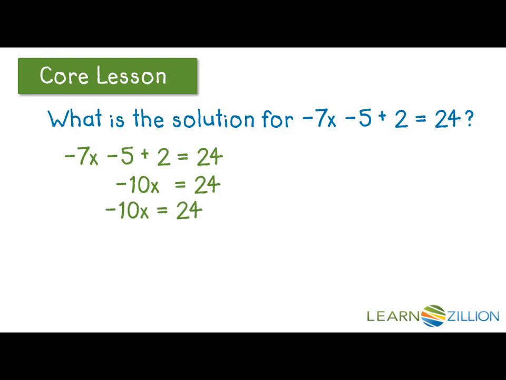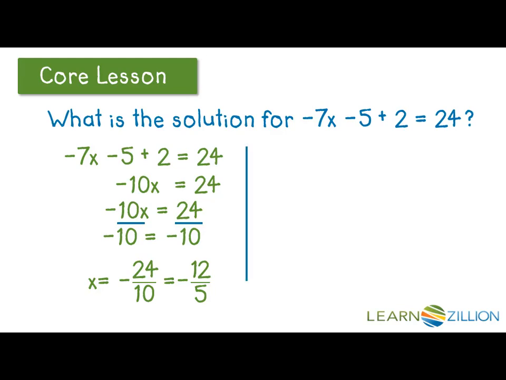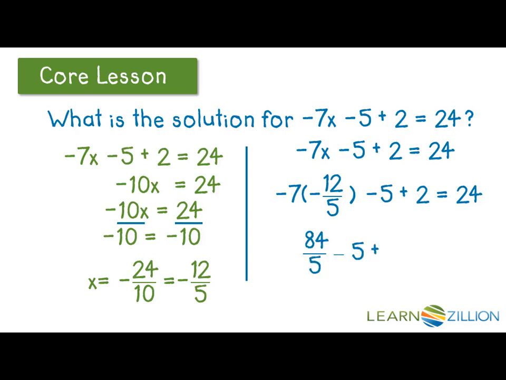So I'm going then to divide both sides by negative 10. And I'm going to get x is equal to negative 24 over 10, or negative 12 fifths. Let's check that answer. So if I replace x with negative 12 fifths, I end up with 84 fifths minus 5 plus 2 equals 24. 13.8 equals 24 doesn't work. So this tells me that I made a mistake somewhere. And in our case, we did not combine like terms.